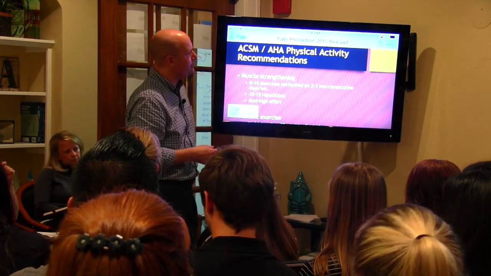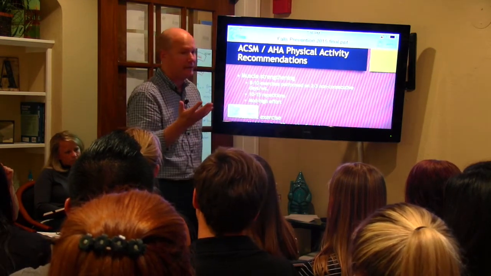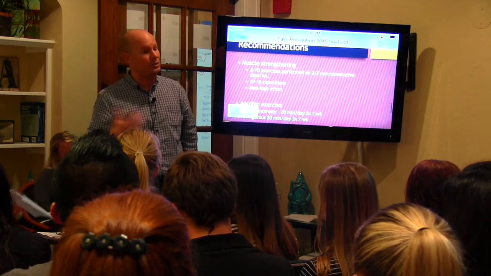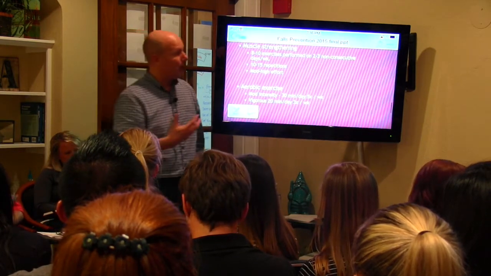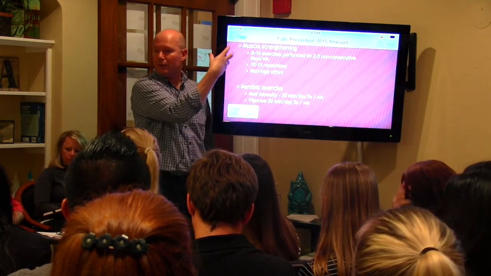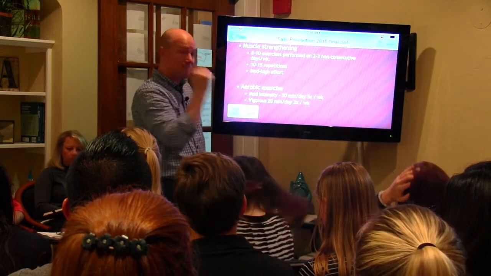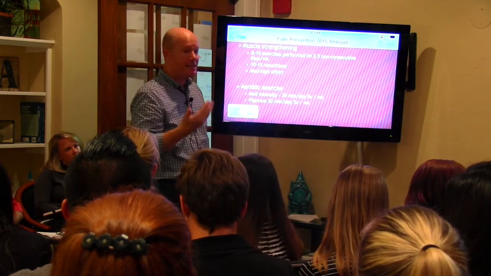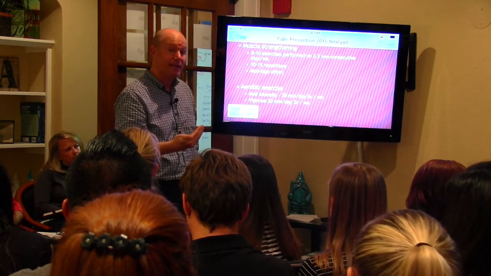So here are the ACSM and American Heart Association Physical Activity Guidelines. At a very basic level, when we're talking about building a lower extremity strengthening program for our patients, we should start from this kind of place. It should be no surprise for people who understand moderate exercise: 8 to 10 exercises performed on 2 to 3 non-consecutive days.